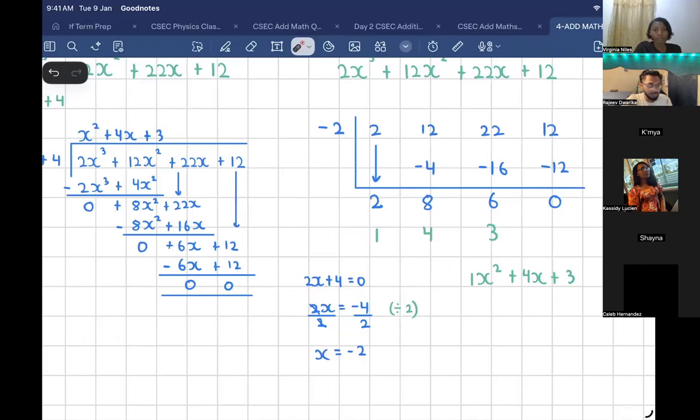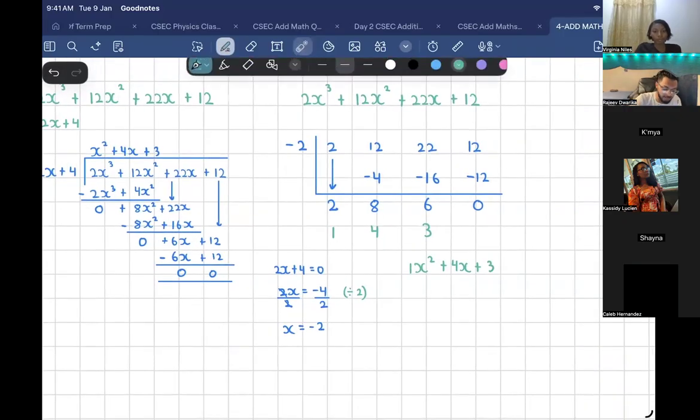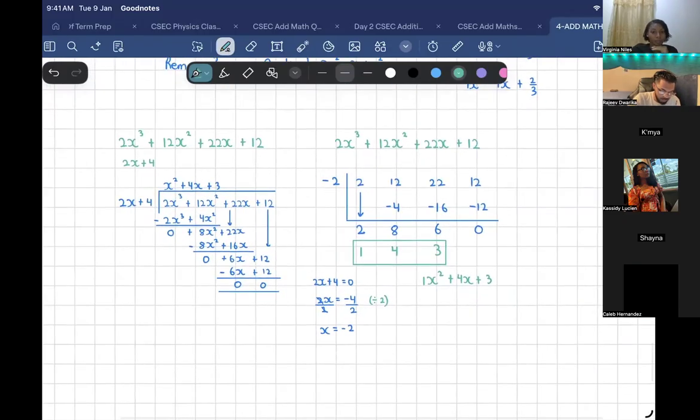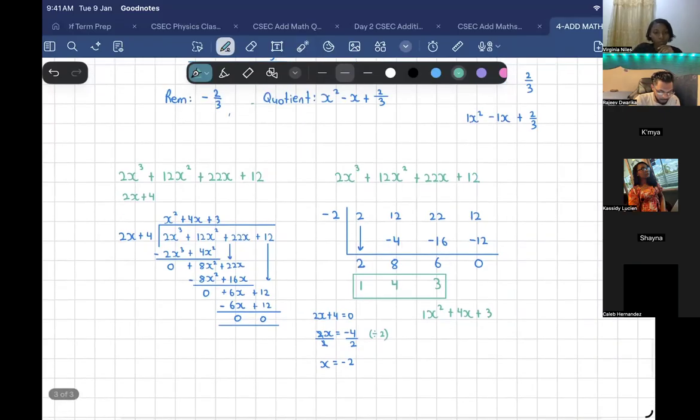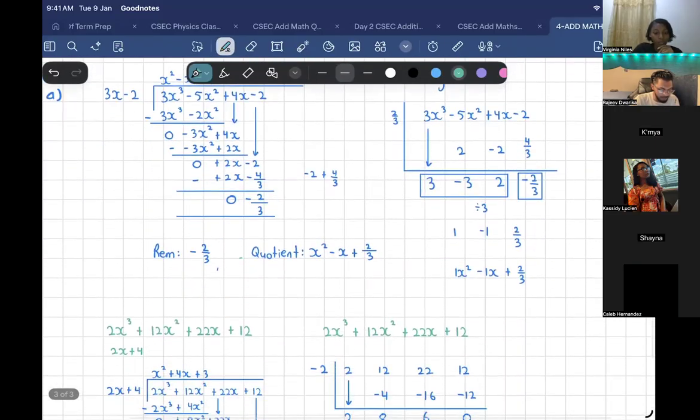Are you okay with that? Yes, I understand. All right. I see Virginia has her hands up. Virginia, talk to me. Do you just divide by the coefficient of the first term? Because in the other question it was 3, this one is 2. I believe so, but let me confirm that.